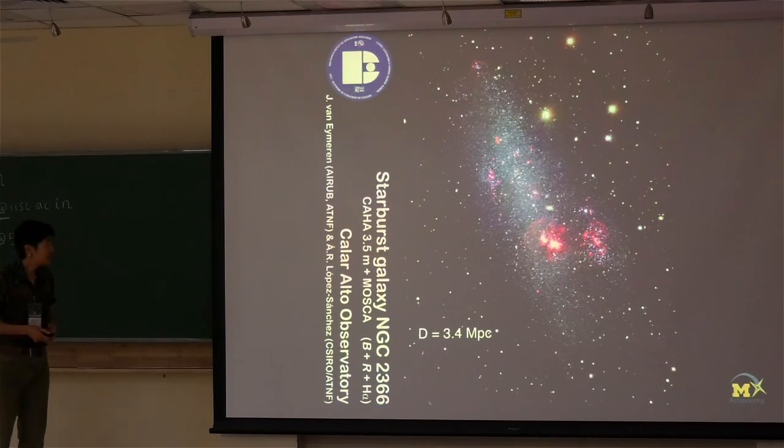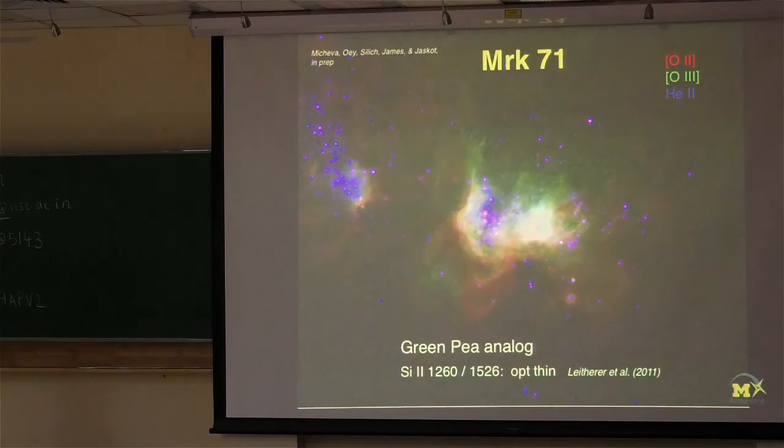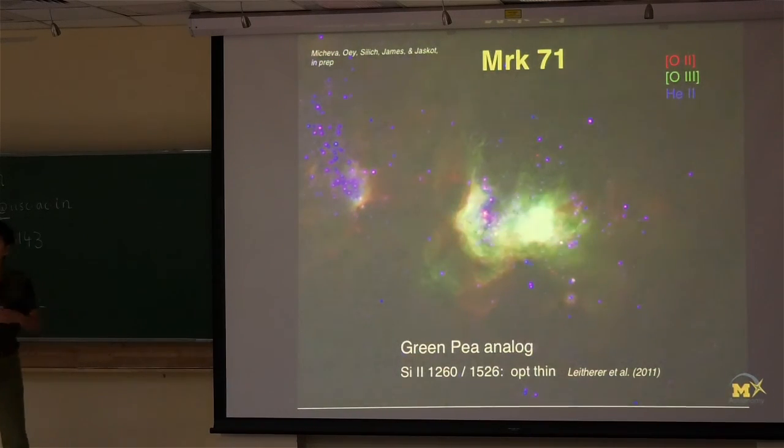So this is a nearby galaxy, NGC 2366, at a distance of only 3.4 megaparsecs, which is only about 4 times the distance of the Andromeda Galaxy. And we have a giant star-forming region here that's sort of like 30 Doradus. That object is called Markarian 71. It first came to our attention as an analog of the green pea galaxies. These are very compact starbursts at about redshift 0.2. They're unresolved, even with Hubble. And they are candidates for Lyman continuum emitters in the local universe. So that's how we first got interested in this.